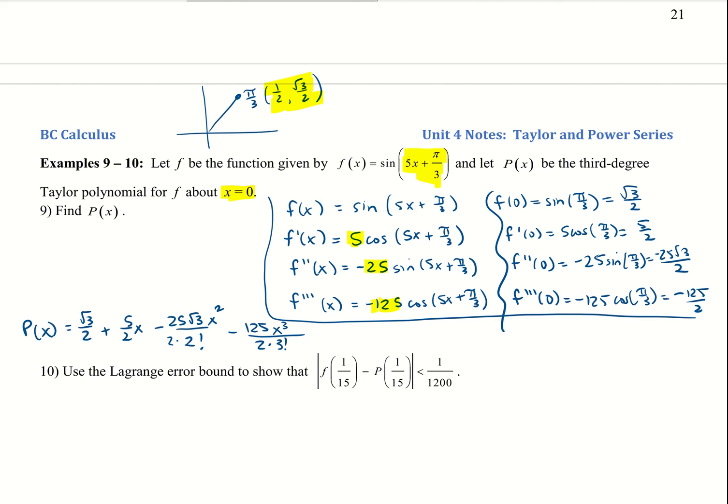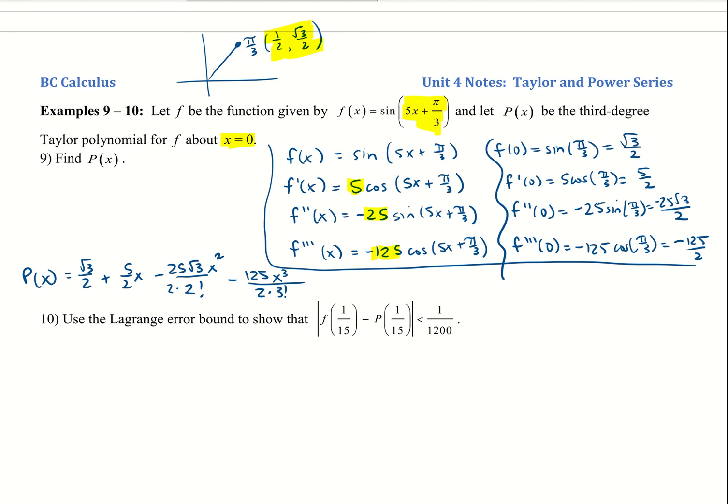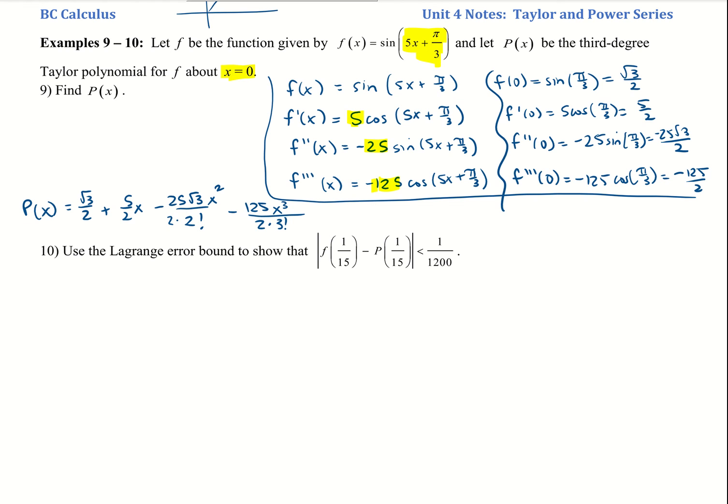Now I want to use the Lagrange error bound to show that the absolute value of f of 1/15 minus p of 1/15 is less than 1 over 1200. So I'm going to encourage you to stop the video and give this an attempt on your own. They're asking us to look at the remainder after our approximation through the third degree. So we need to be looking at the fourth term, and we're going to use the Lagrange error bound to try to figure out what the max fourth derivative would be, and then we'll compare from there.